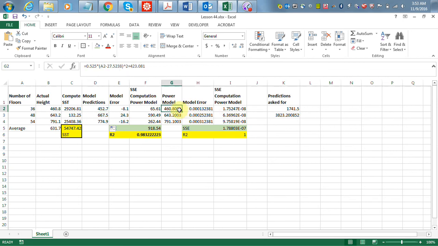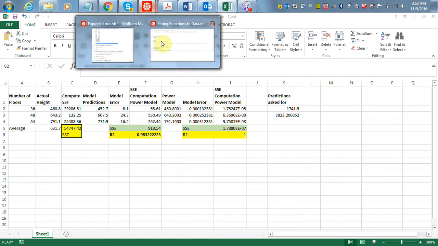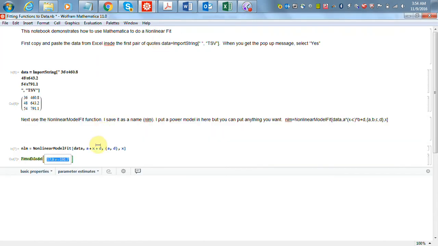All right, so let's go to the power model. You were told to use B equals 2. So back to this Mathematica worksheet. All I have to do here is change a few things around. I'm going to put the power in, x minus c. Look how easy this is. They told me the b was 2, so I'm going to put 2 there. And the parameters I'm solving for are a, c, and d. Shift enter. There I have it.